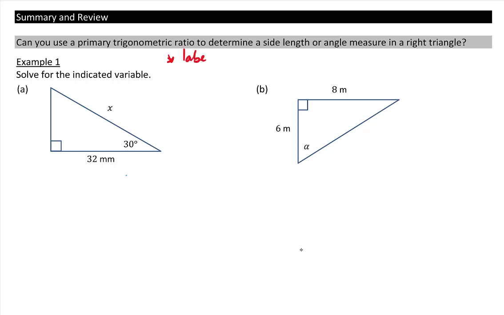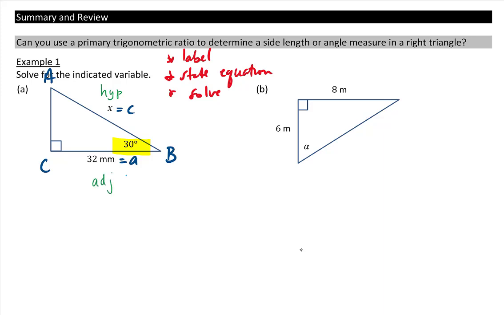We should always label our diagram, state an equation, and solve. So in our first diagram, let's label it A, B, and C. X is across angle C, and 32 is across angle A. Our angle of focus is 30 degrees. So relative to that 30 degrees, we know that X, or C, is the hypotenuse of this right triangle, and side A is adjacent to the 30-degree angle.